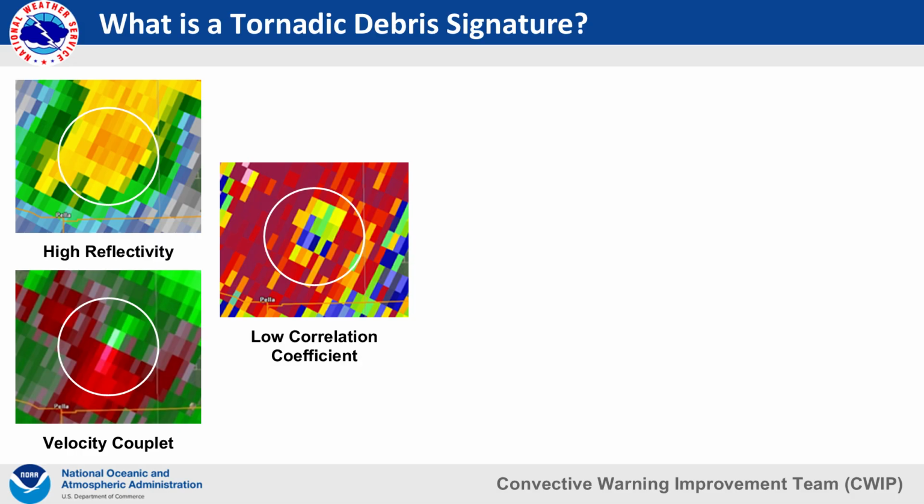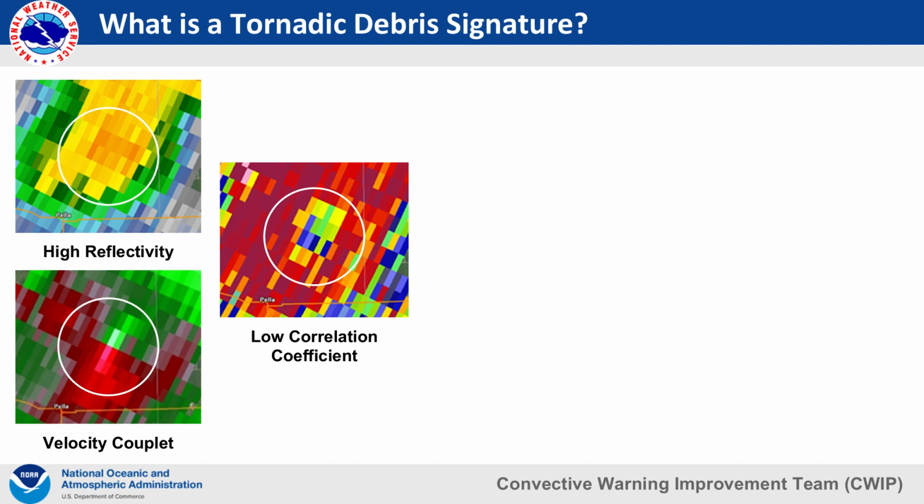So before we delve in, we want to ask ourselves, what is at the heart of identifying a TDS? Historically, we have been looking for areas of high reflectivity for a reliable signal, a velocity couplet for honing in on a tornado's location, and reduced correlation coefficient, indicating the debris being lofted by the tornado.